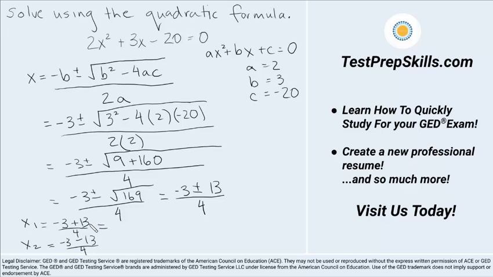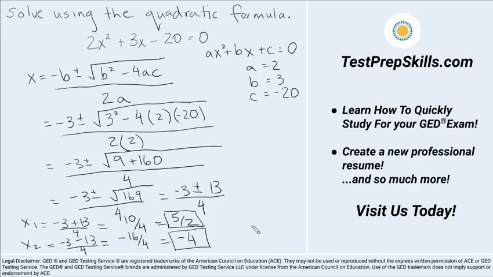So here we go. Negative 3 plus 13 is simply going to be 10 over 4. We can simplify this to 5 over 2. And our other possible solution for x, or root of the equation, is negative 3 minus 13, which is going to be minus 16 over 4, which simplifies to negative 4. So we have two answers. We have 5 over 2 and we have negative 4.